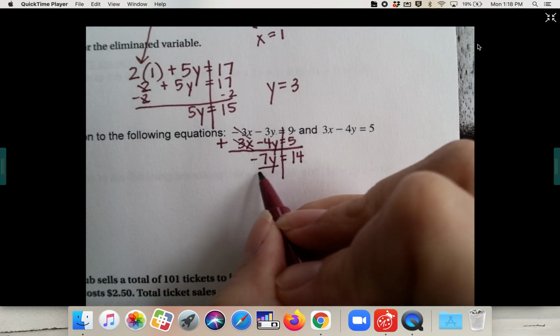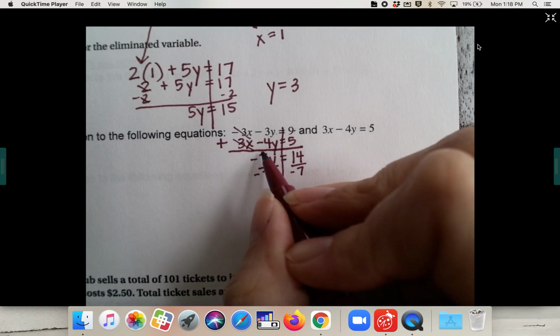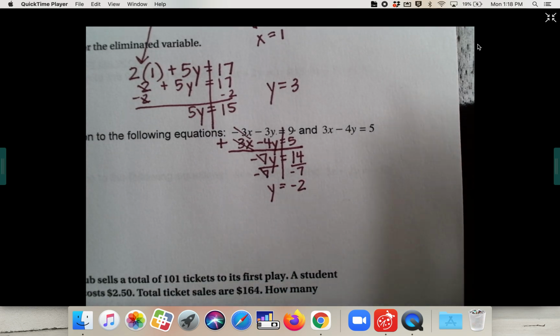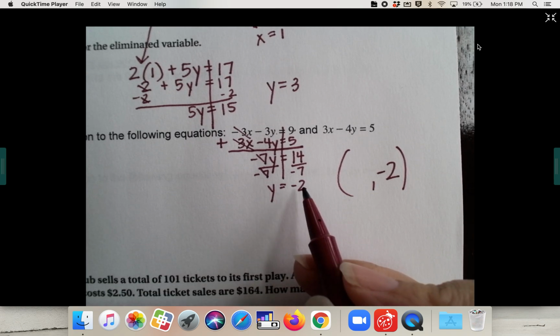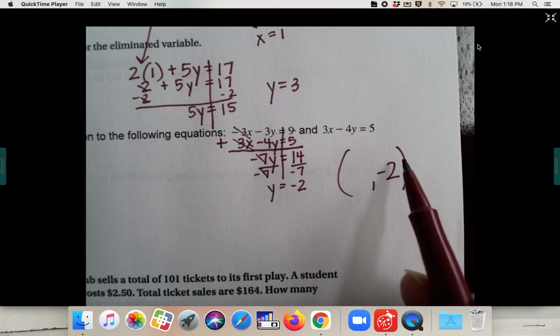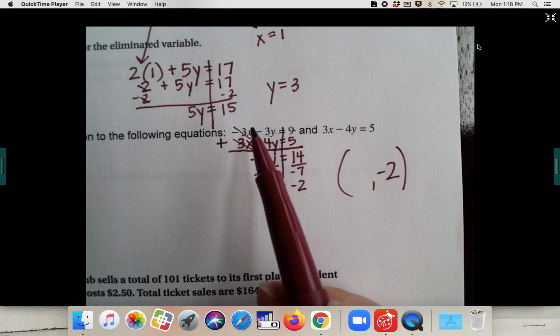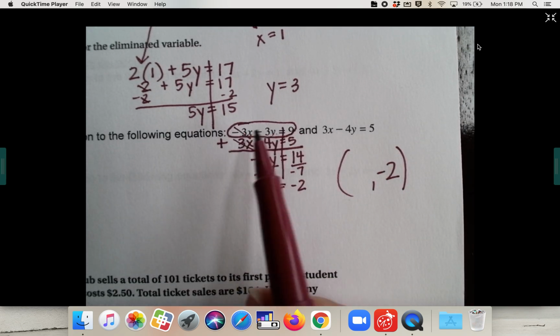All right, just like that, we're almost done. Divide both sides by negative 7, and it would be negative 2. So half of my solution, my y coordinate, is solved because we just got y equals negative 2. Now that I know y equals negative 2, I'm going to grab either one of my two original equations. It doesn't matter which one. I have a habit of picking the first one.